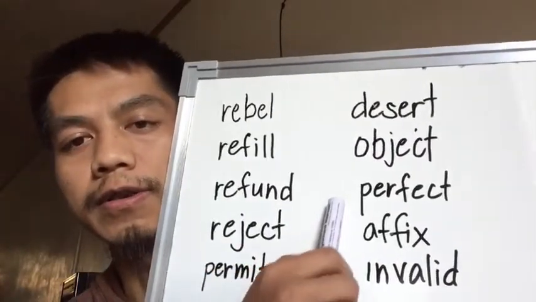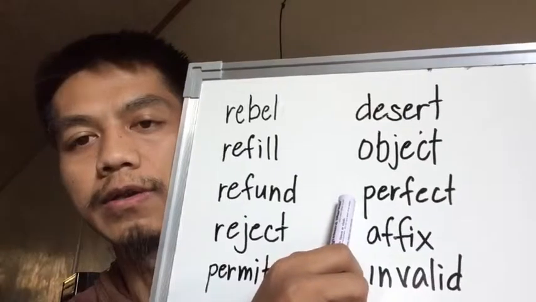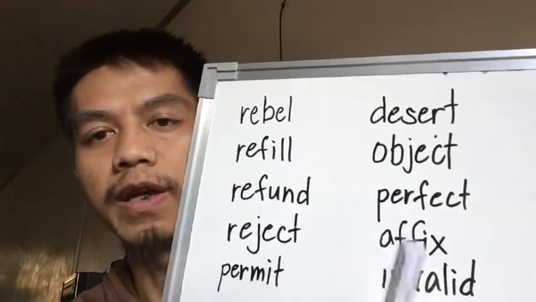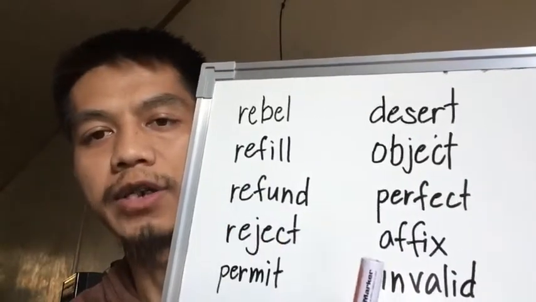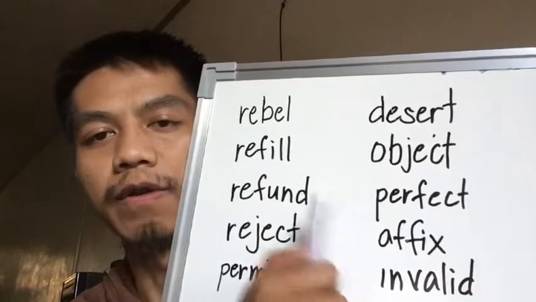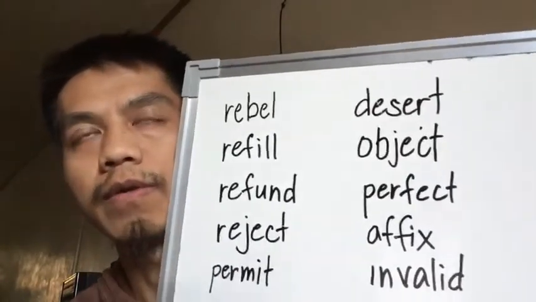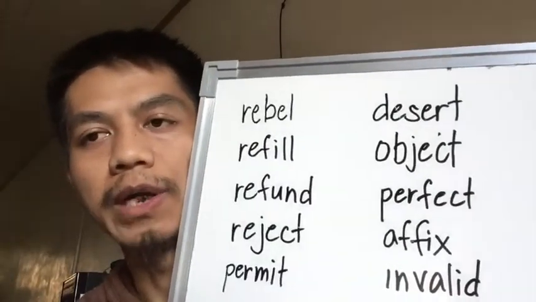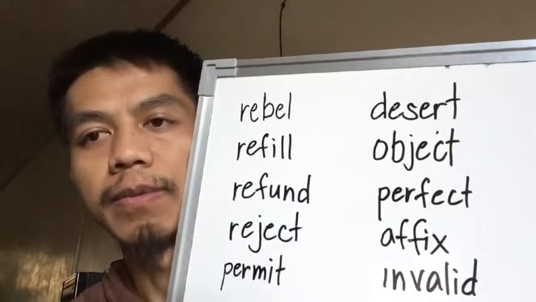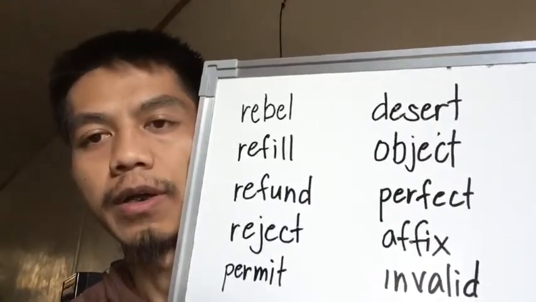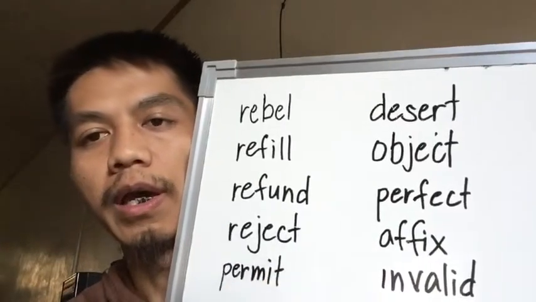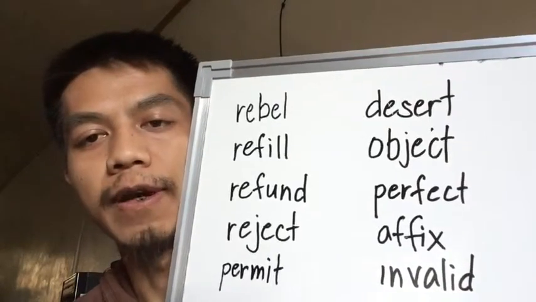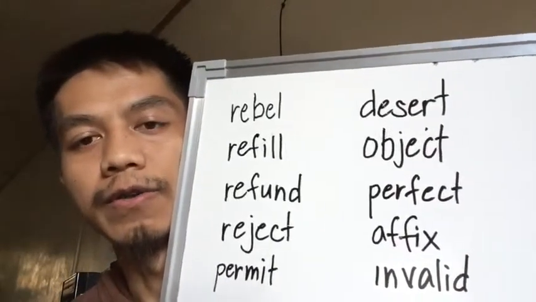Okay, let's discuss the other three. This one is either pronounced perfect or perfect. Perfect is an adjective and perfect is a verb. Okay, I forgot to add that if a two-syllable word is either a noun or an adjective, then the first syllable is stressed, usually. There are exceptions, of course. And if a two-syllable word is a verb, then the second syllable is stressed.